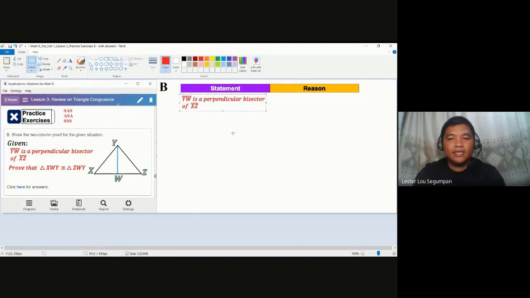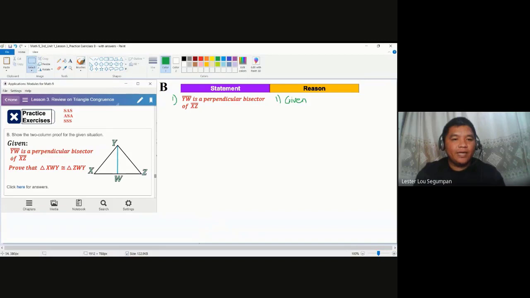So let's place it here as item number one, and the reason is again given. We need to reach this statement here. So let me extend this further so that we could be guided. This is our goal here, and the reason that may correspond to this could be either SAS, ASA, or SSS, depending on the situations that we could come up with.